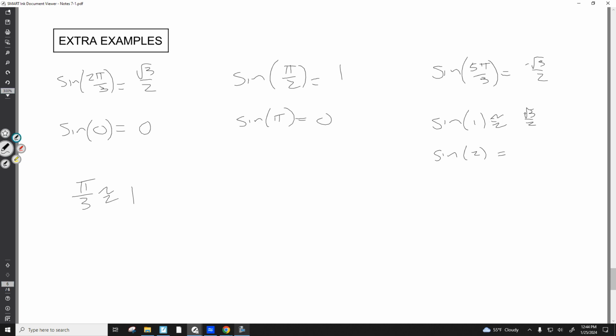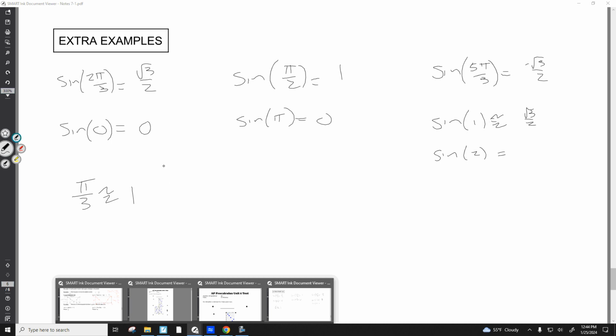I don't know what the triangle is that has a radian measurement of 1. 1 is close to pi over 3, but it's not exactly pi over 3, so it's approximately root 3 over 2. This is very important, and this comes back to your test question. You guys remember the test question? I don't want to blast this, so I'm not going to.